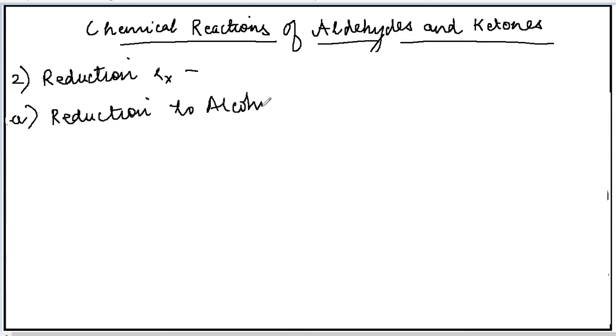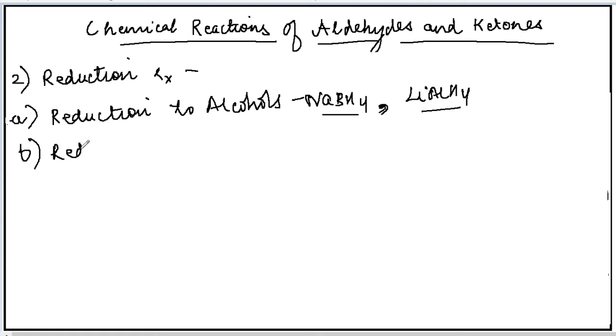Reduction to alcohols. Aldehyde and ketones can be reduced to alcohols in presence of sodium borohydride or lithium aluminium hydride that act as a reducing agent. So they can be reduced to alcohols by using some of the reducing agents like sodium borohydride or lithium aluminium hydride. The complete reaction I have already explained to you in case of alcohols, phenols and ethers. The same reaction will be given here. The second reaction is reduction to hydrocarbons. Reduction of aldehyde and ketones to hydrocarbons.